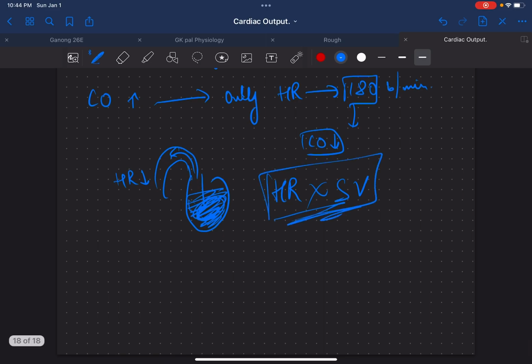Okay, but when the heart rate exceeds this number, that is 180 beats per minute, stroke volume reduces drastically because the end diastolic volume will be low. There will be low diastolic time. So when the EDV is less, obviously stroke volume will be less as well. So it will affect my cardiac output as well.